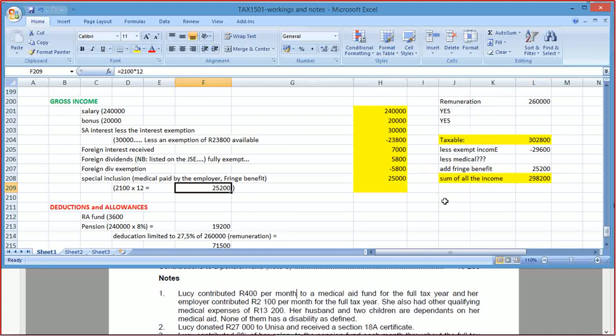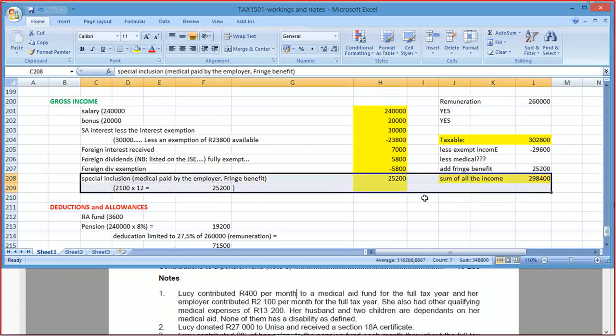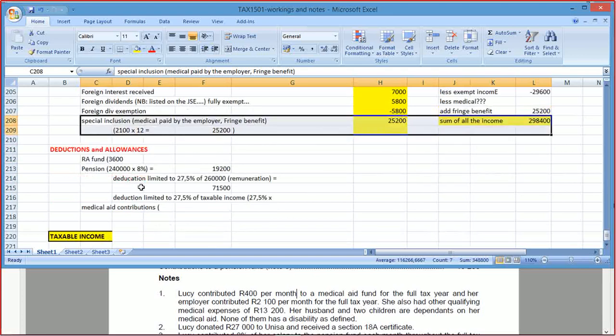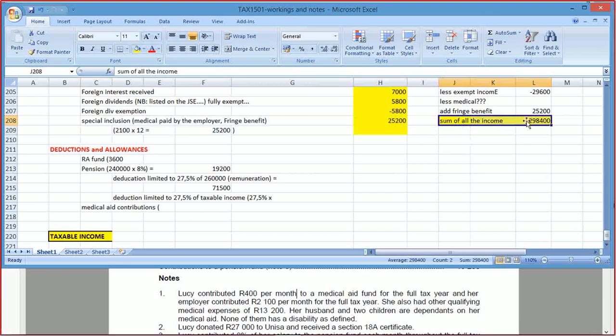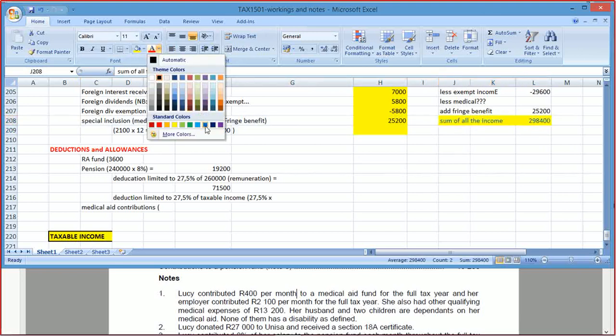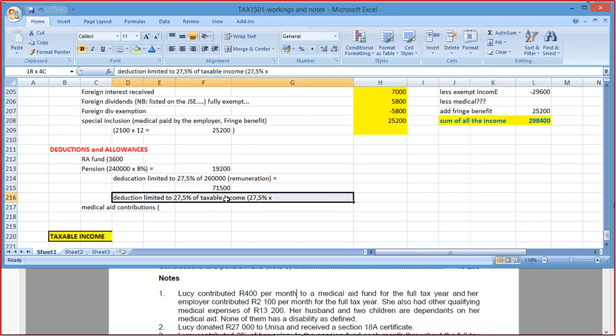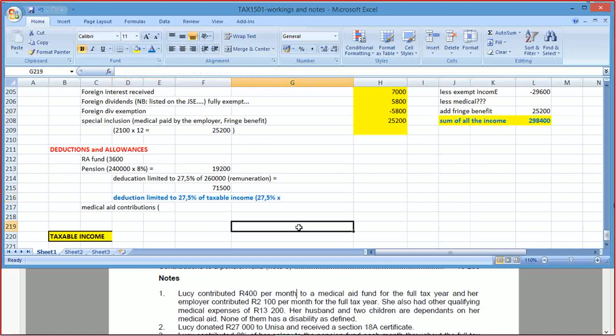So her 2,100 times 12, this 25,200 is going to be taxable, meaning she'll have to pay taxes on it. So what are we going to get? We've got 25,200 there, 25,200 there. That gives you the taxable income of 2,984. That's what's specifically included. So we were busy working out the taxable income.